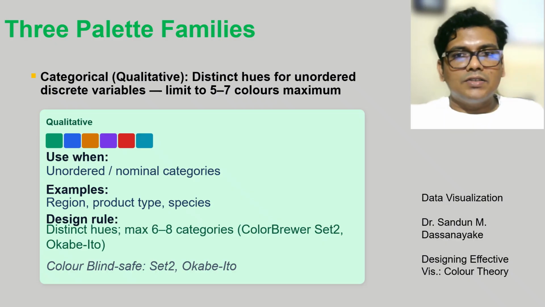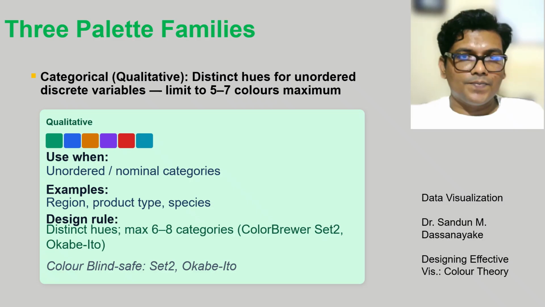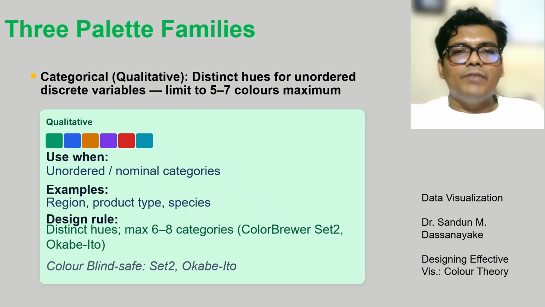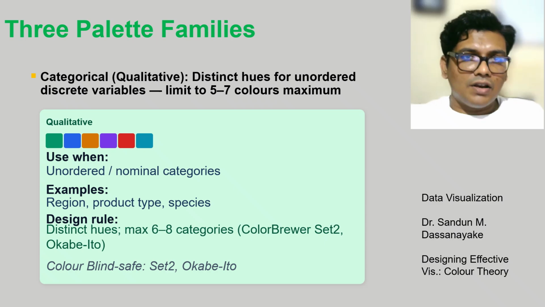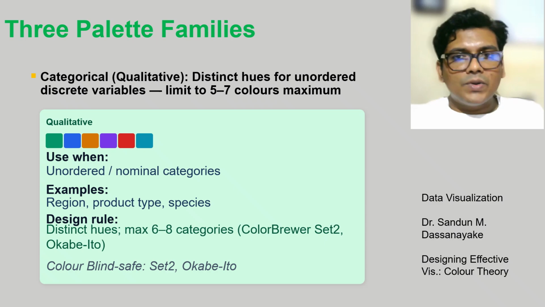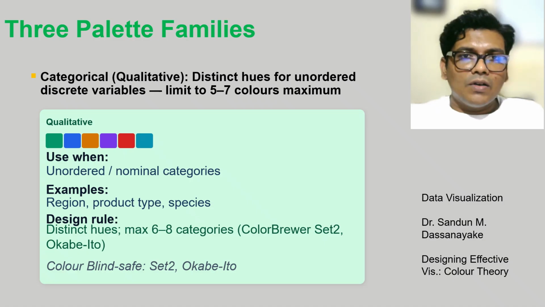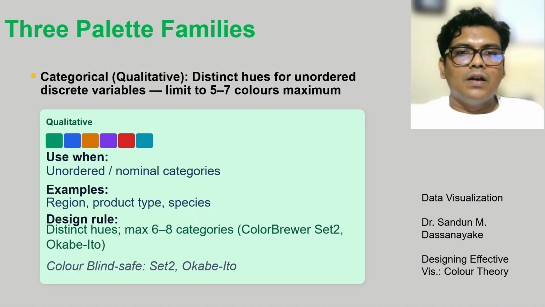The critical constraint is the 5 to 7 color limit. Beyond that, viewers might look back and forth between the legend and the chart so frequently that the cognitive cost outweighs the information gained. A clear failure.